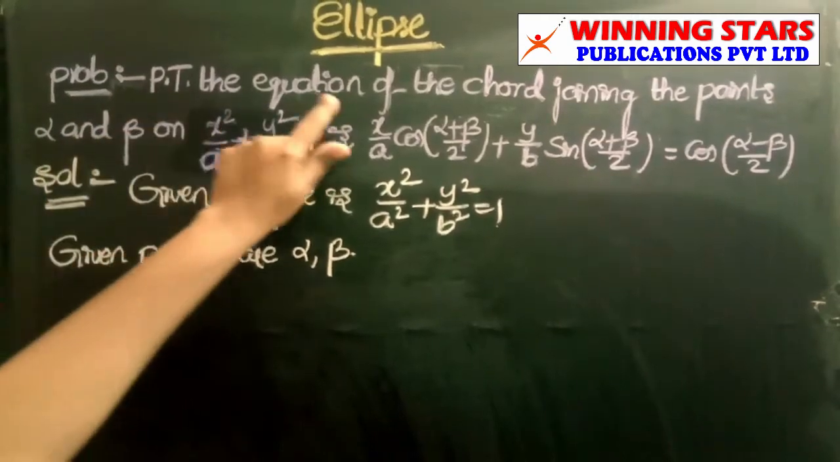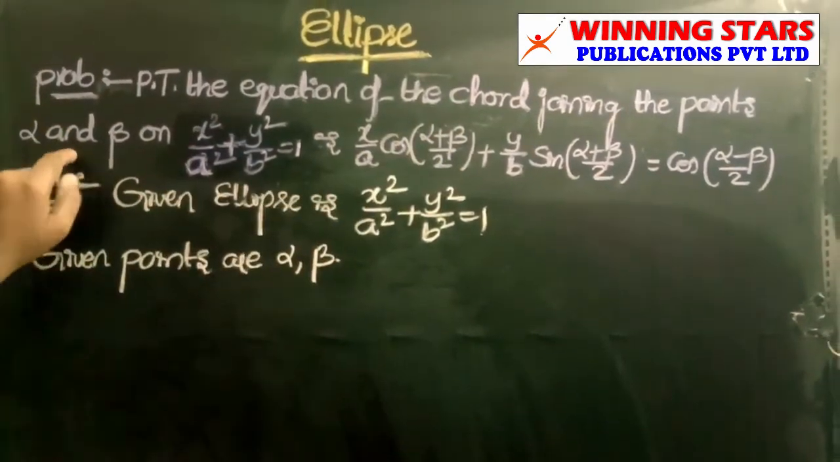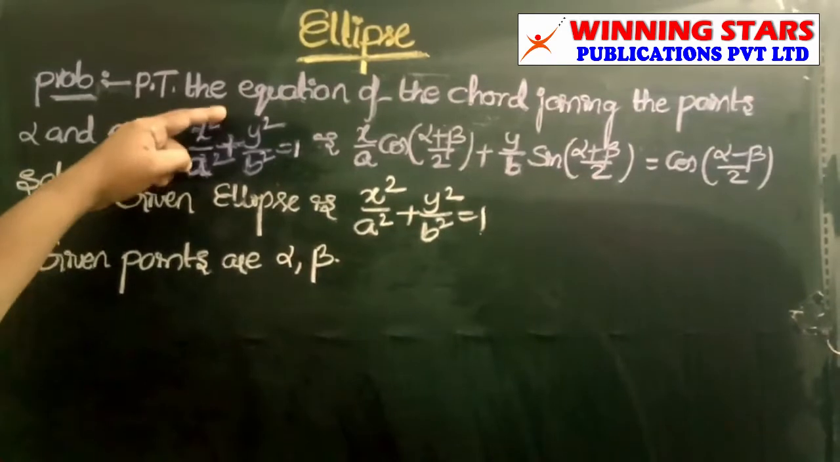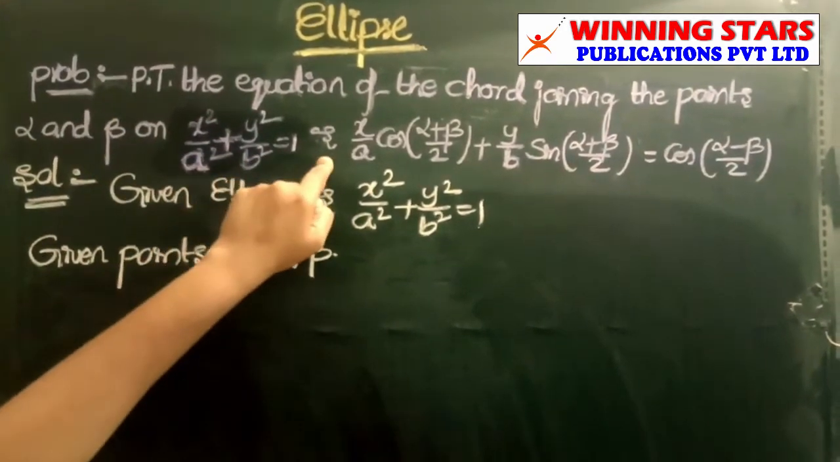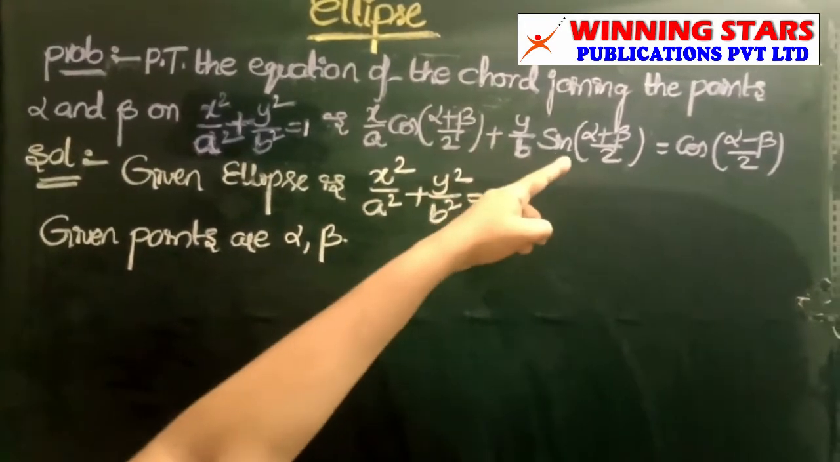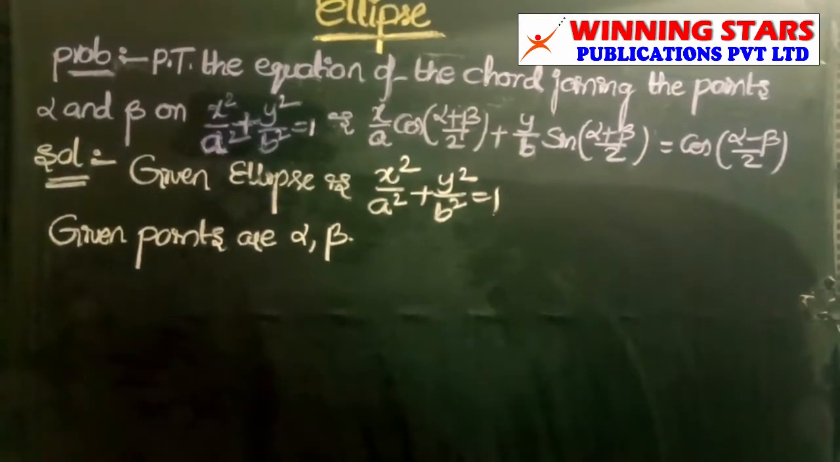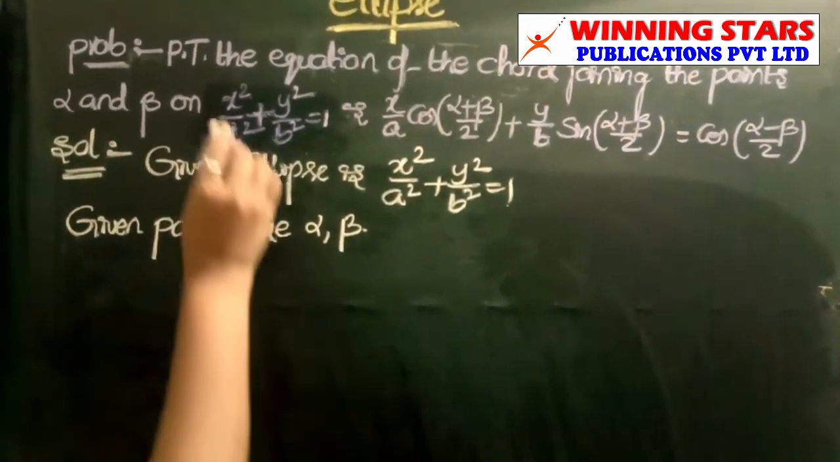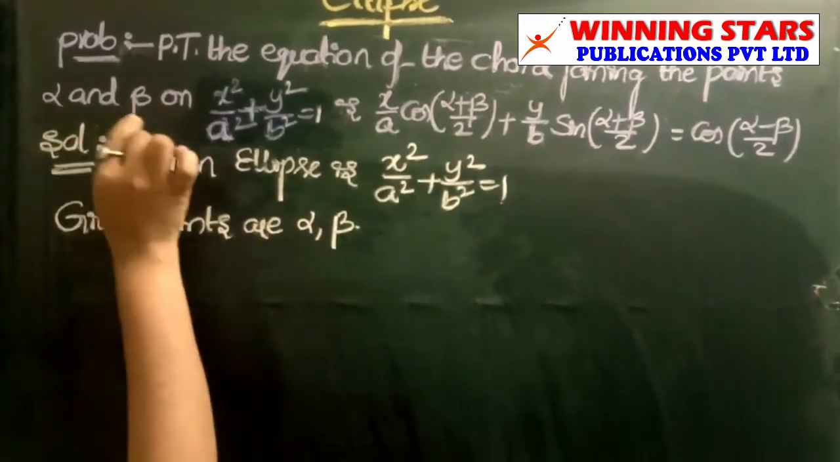Last problem: prove that the equation of the chord joining the points alpha and beta on the ellipse x square by a square plus y square by b square is equal to 1 is (x by a) into cos of (alpha plus beta) by 2 plus (y by b) into sin of (alpha plus beta) by 2 is equal to cos of (alpha minus beta) by 2. Prove that the equation of the chord joining the points alpha and beta.